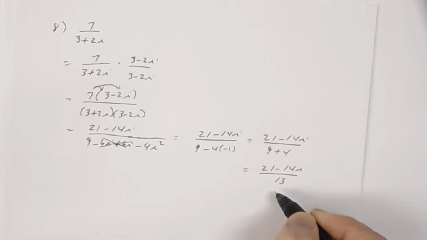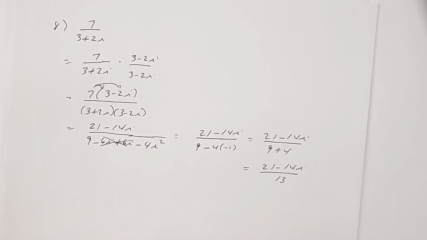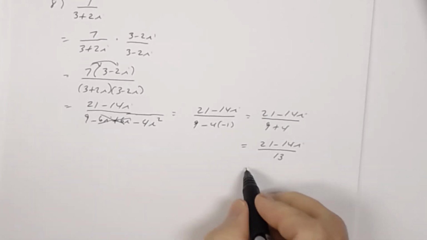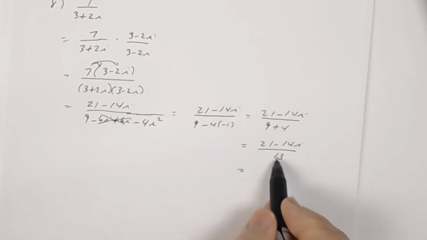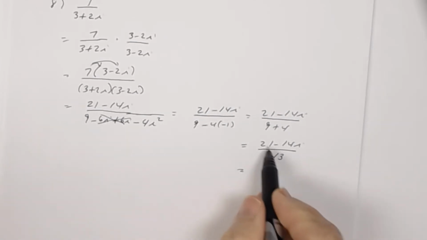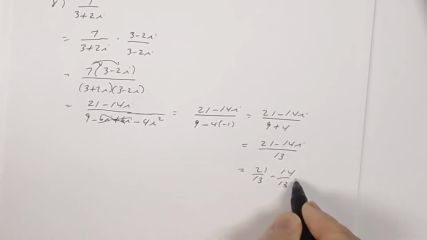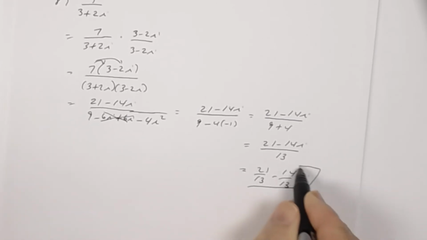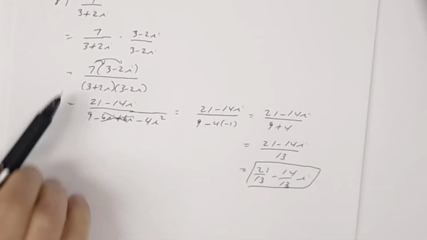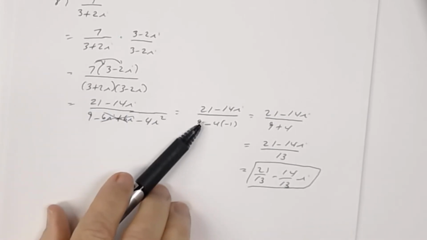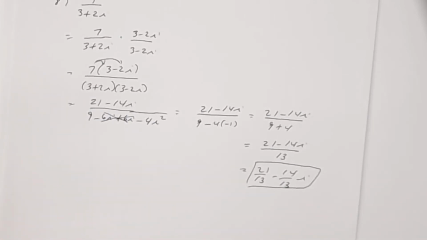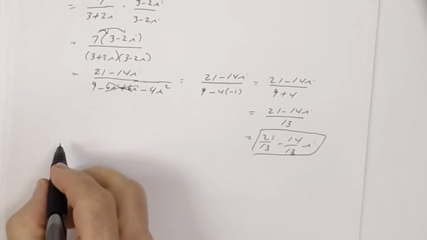Now remember, the directions said write it in standard form. So to write a complex number in standard form, see how it looks? You're going to say 21 divided by 13 minus 14 13ths i. So that's the answer you need to write. All right, and for the most part, this is the work. Okay, so that was number 7. I'm sorry, number 8. Let's look at number 9.